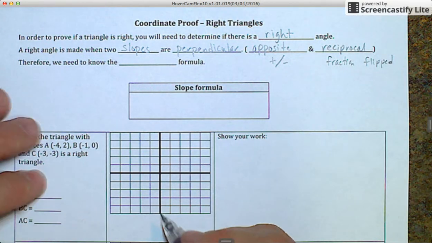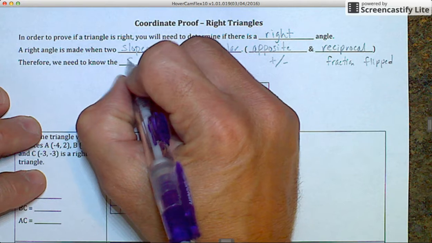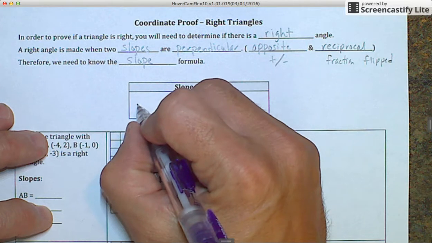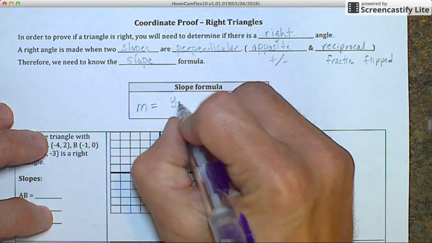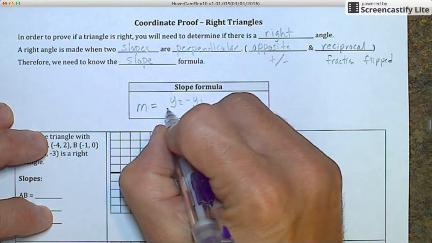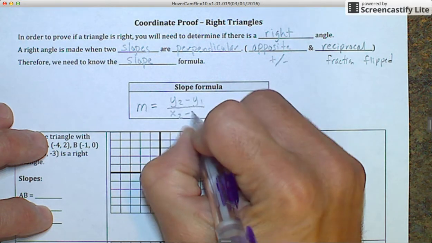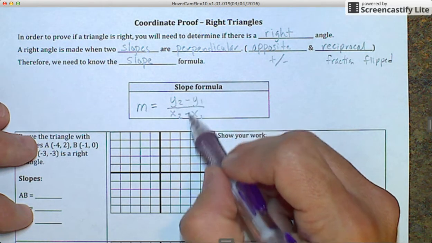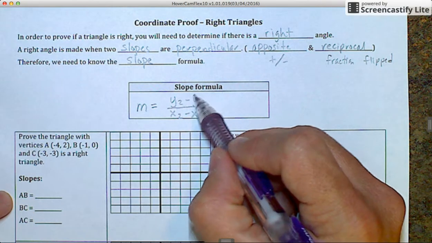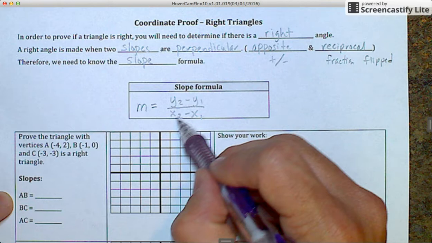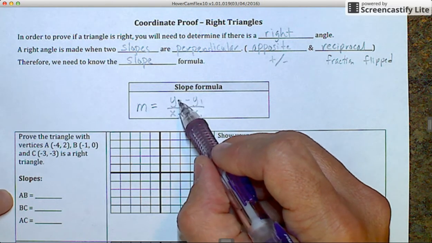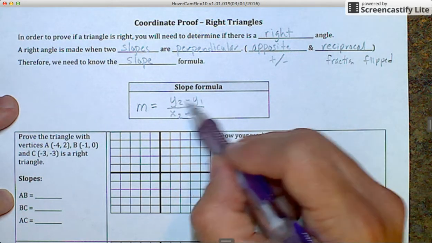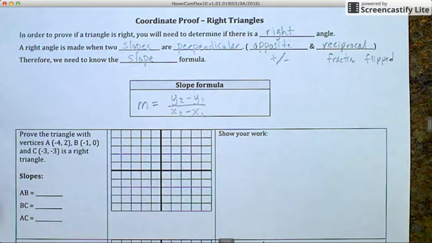Therefore, what we need to know is the slope formula. The slope formula starts out with the letter m, and it's equal to y sub 2 minus y sub 1 over x sub 2 minus x sub 1. Remember, these are not exponents. This is just saying I have one point, one vertex that is x1, y1, and then I have another vertex that is x2, y2. If we had a third point, we would call it x3, y3. So let's get started on our first example.